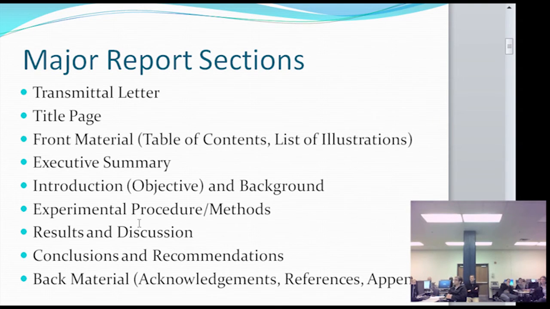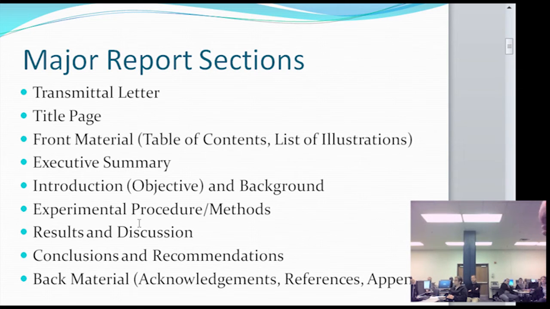In the formal reports, there are these sections. We start with a transmittal letter, and we'll talk about that in a minute. The title page. Then there's front material with a table of contents, list of illustrations, or list of figures, list of tables, followed by an executive summary. Then the introduction that contains your objective of the work, the background, experimental procedures, and so on and so forth, okay? Oh, by the way, this is all on the website. I forgot to say, so it's all on the 477 website, this presentation.